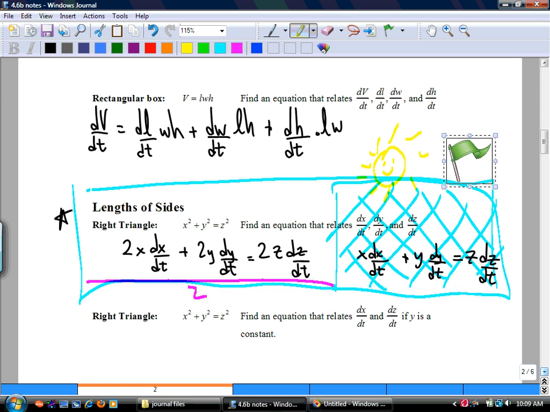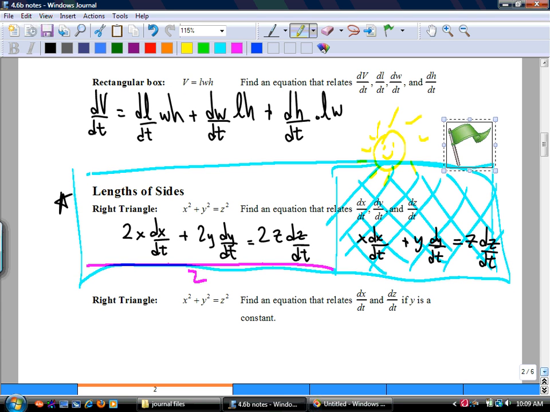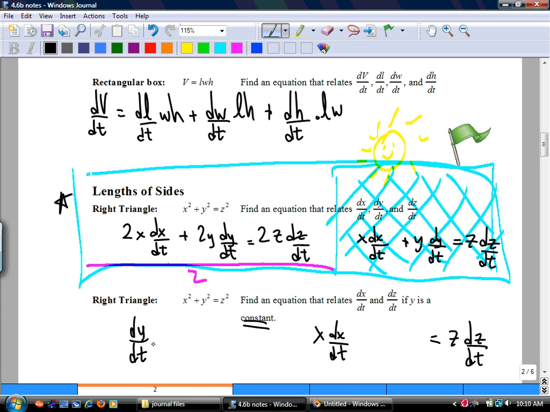Okay, find the equation that relates dx/dt and dz/dt if y is a constant. Okay, take that gray formula and see how it changes. If I say y is a constant, there's no dy over dt, it's 0. So it's x dx/dt equals z dz/dt. If y is a constant, then as soon as you read that, you know dy/dt is 0.